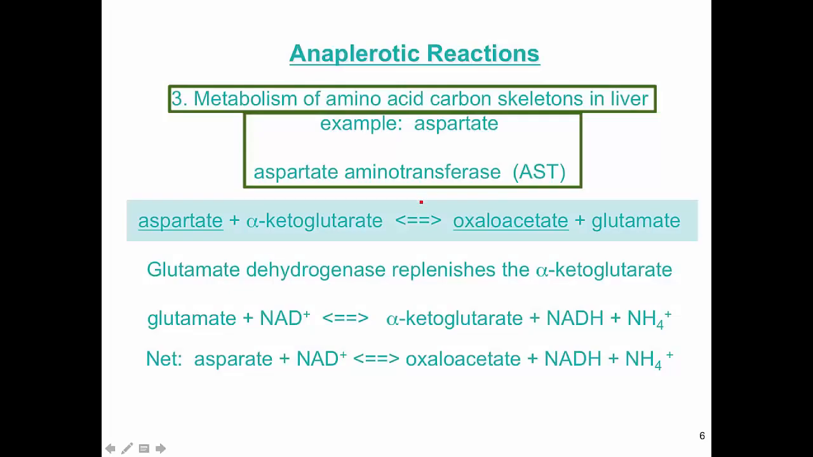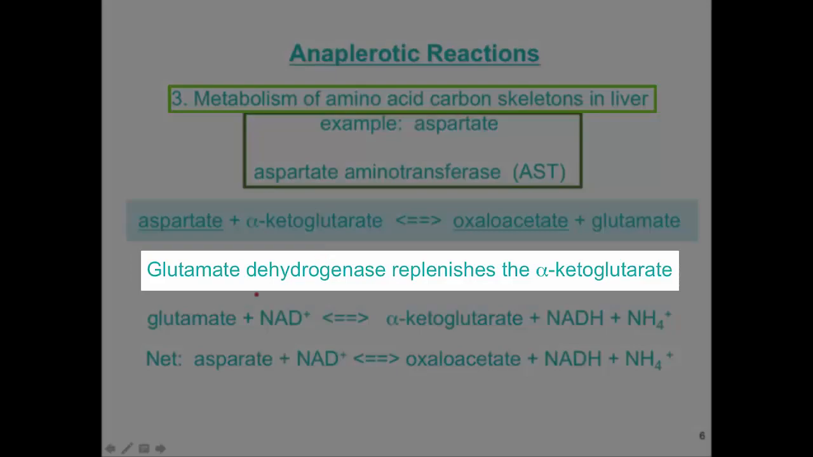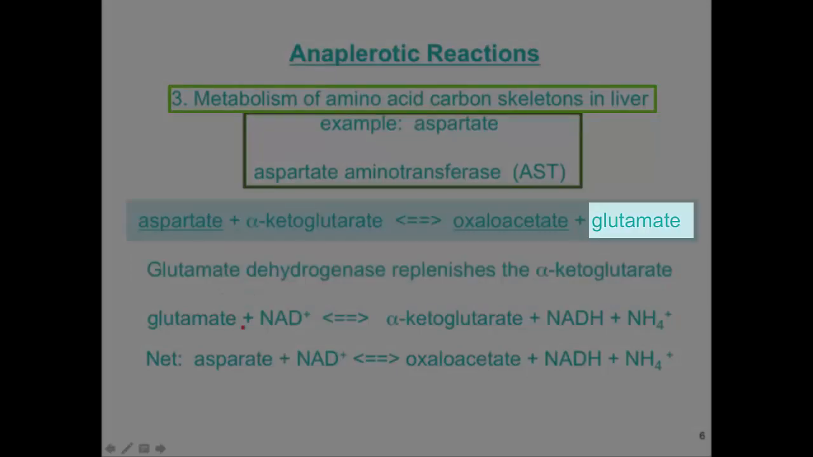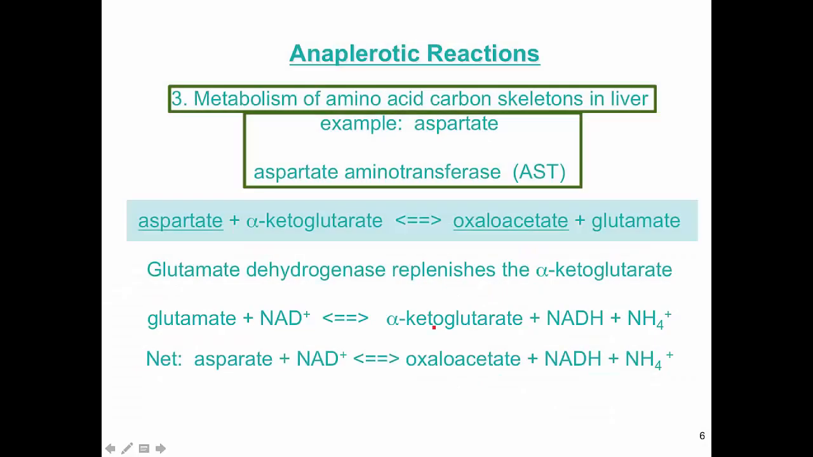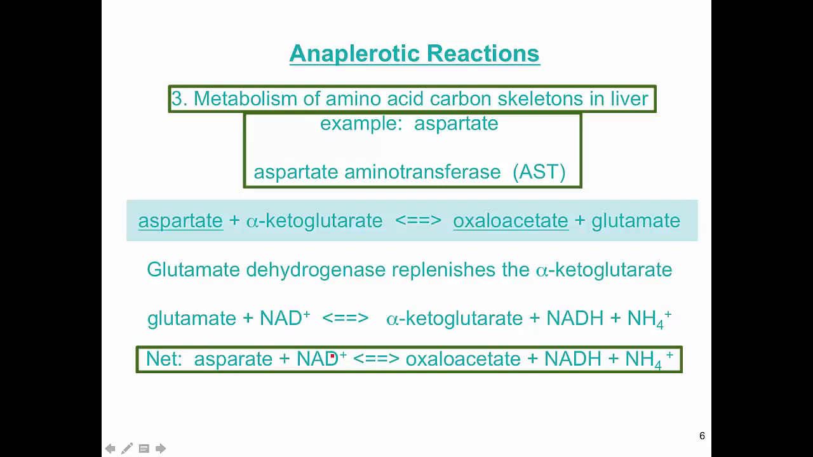This reaction by itself is not anaplerotic because you start with one citric acid cycle intermediate and you end up with another. There's no net production. However, this reaction can combine with glutamate dehydrogenase, so that the glutamate produced in this reaction is then turned into alpha-ketoglutarate. If you sum these two reactions, the net reaction is the conversion of aspartate to oxaloacetate, reduction of NAD, and the production of ammonia. As a consequence, aspartate aminotransferase combined with glutamate dehydrogenase is anaplerotic.